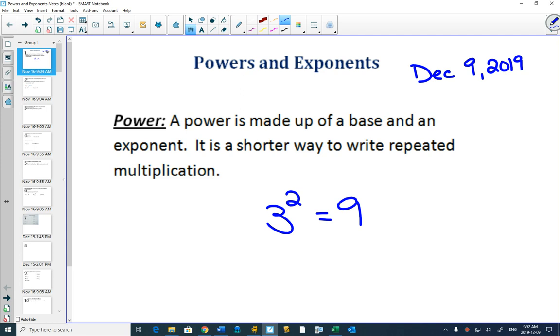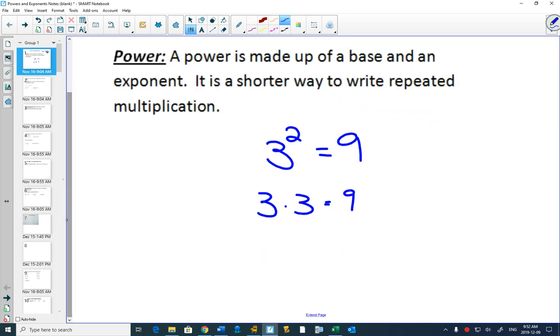What does a power do? It's a shorter way to write repeated multiplication. In this case, writing 3 squared isn't much shorter than writing 3 times 3. Okay? But if I wanted to write 2 to the 5, that is a lot shorter than writing 2 times 2 times 2 times 2 times 2.